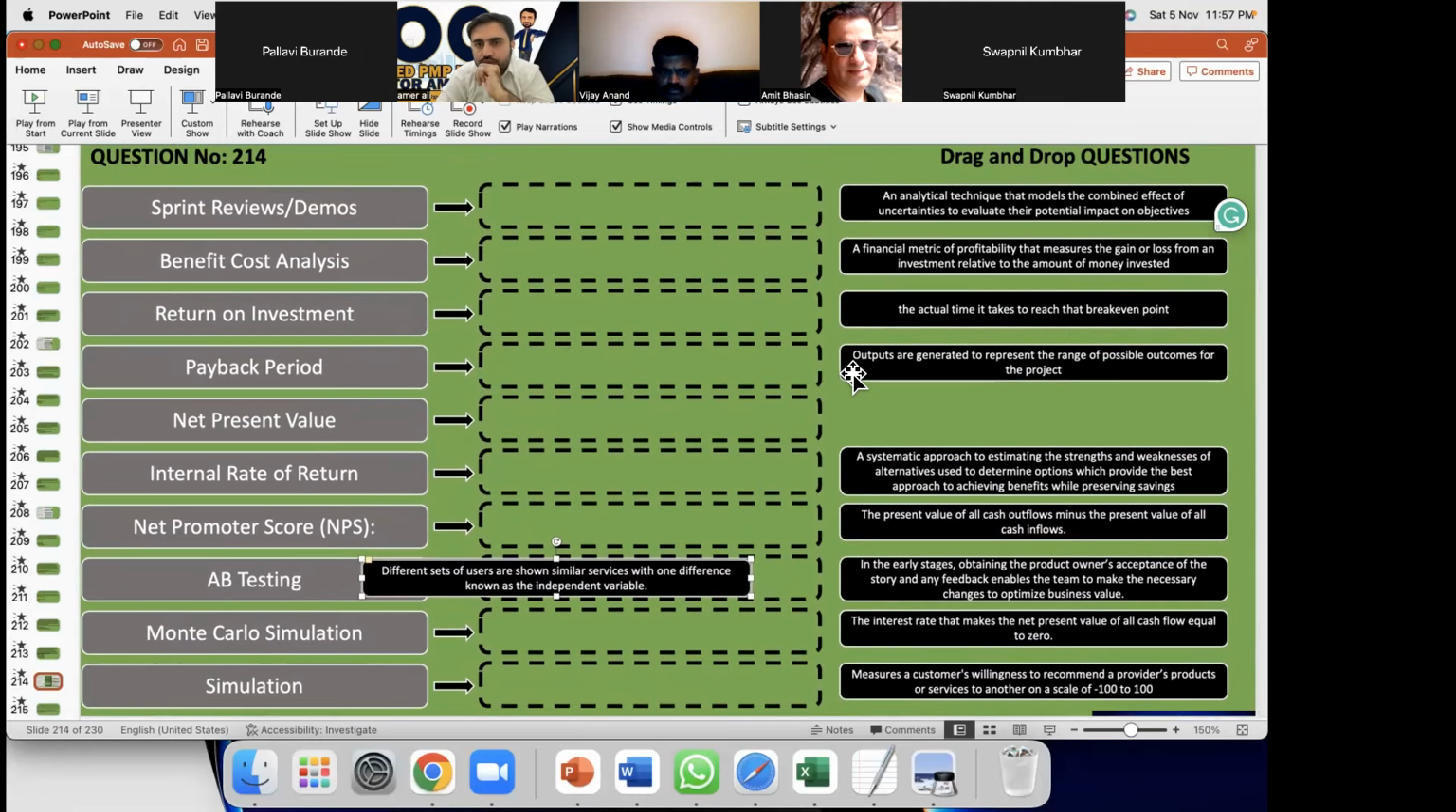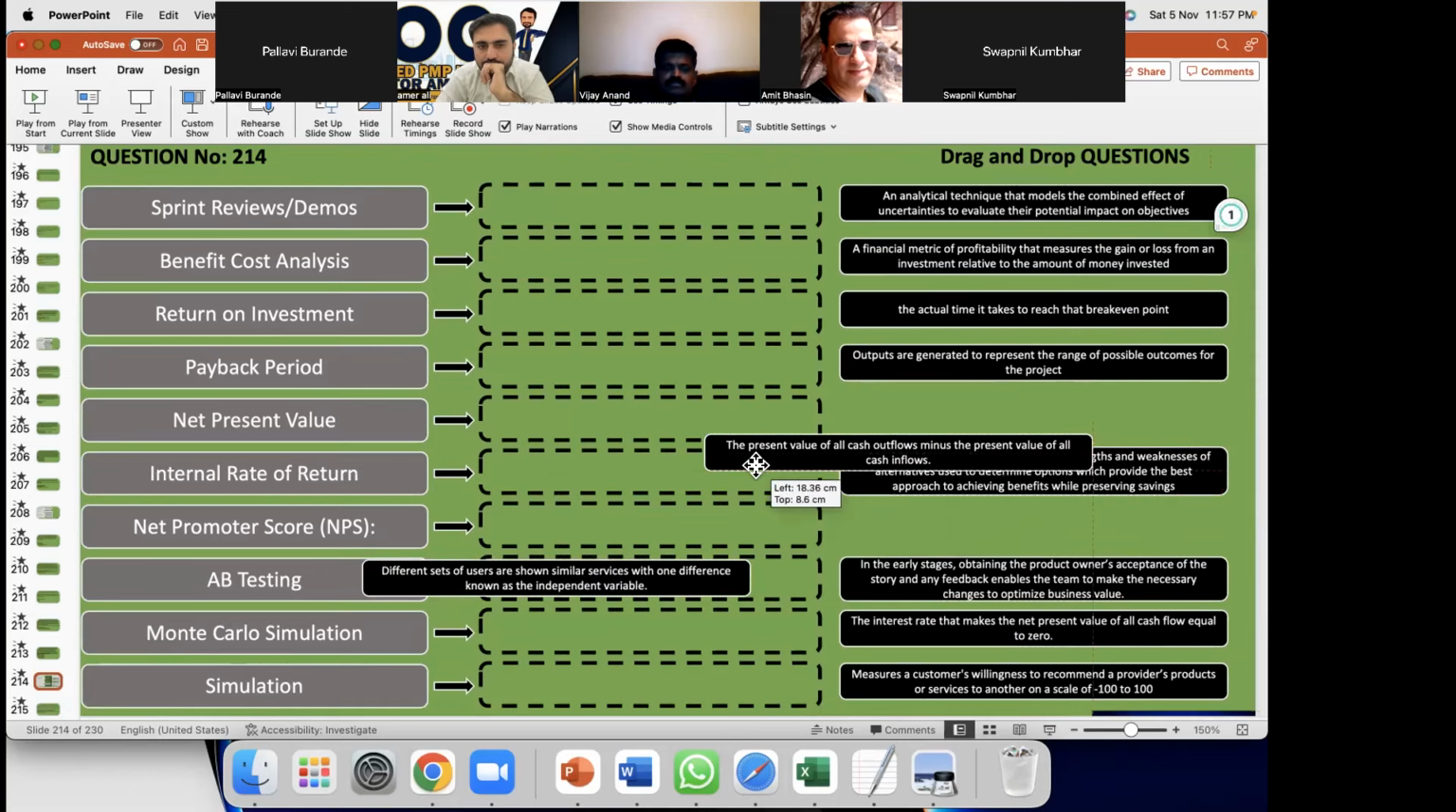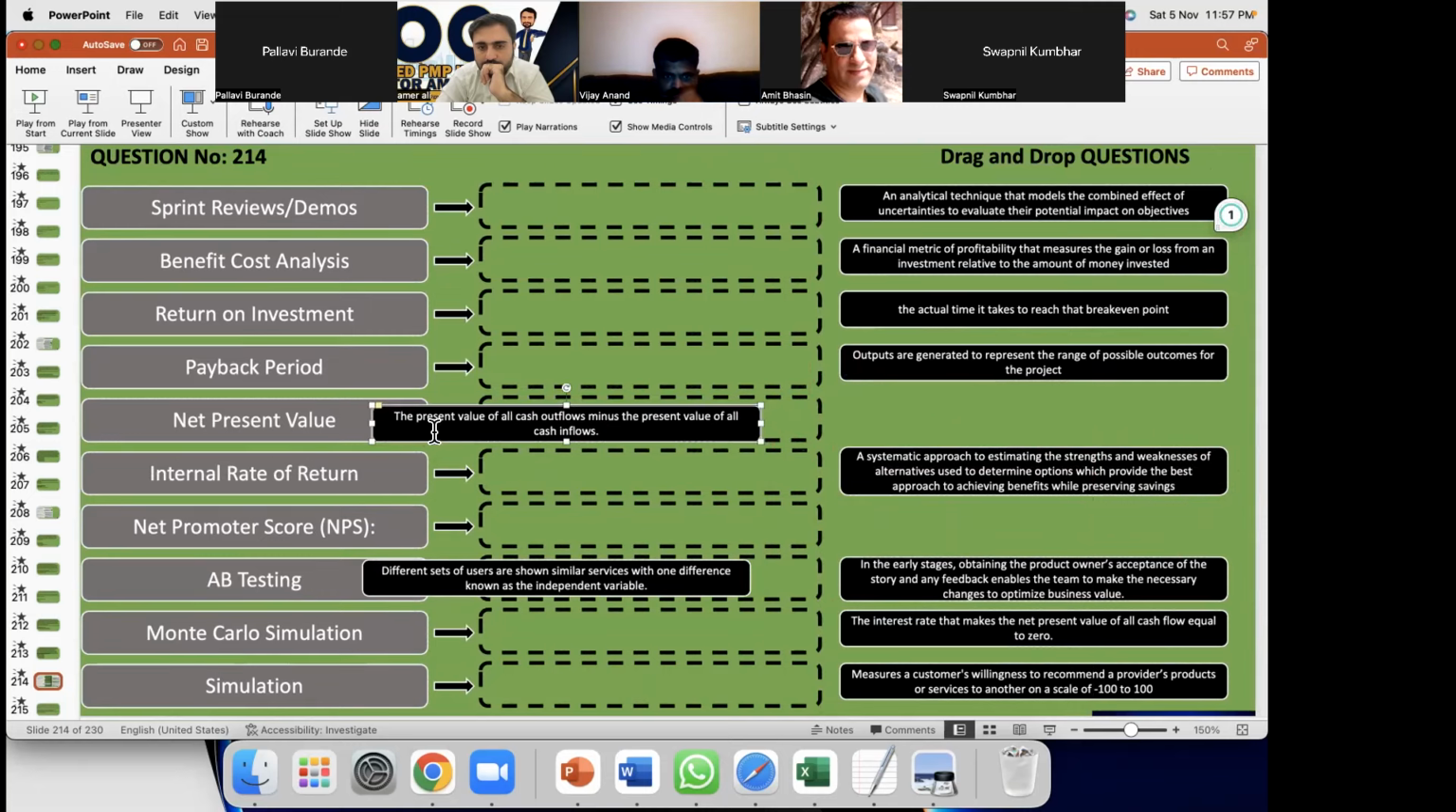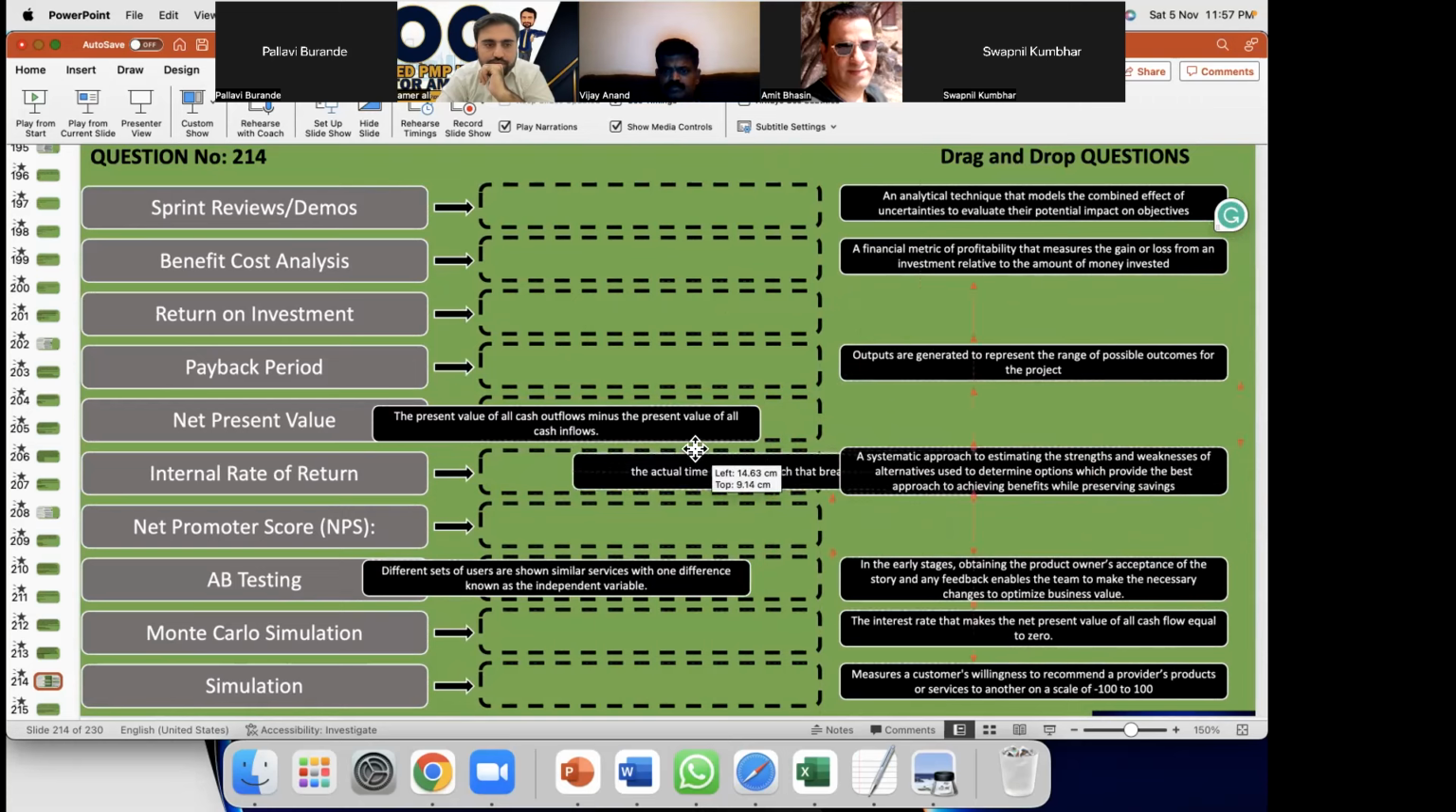Cash inflow minus cash outflow. The present value of cash inflow minus outflow is net present value. Yeah. Payback period is the break-even point. Where? Third one. Yeah.